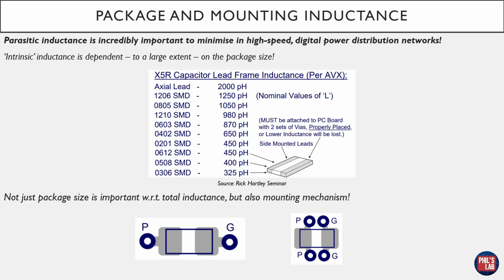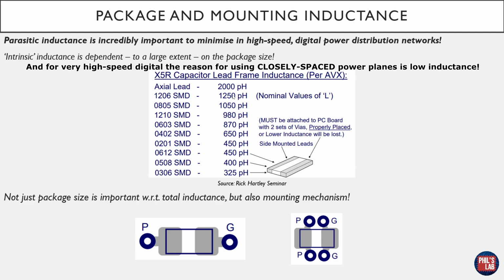The inductance, or this ESL, this intrinsic inductance, is dependent to a large extent on the package size, as we can see here. I took this from a Rick Hartley seminar. For a typical AVX X5R capacitor, just a basic example, we can see that decreasing the package size typically decreases the inductance seen at the terminals. So for example, for 0402 SMD, we get about 650 picohenries, and going up to a 1206 part, we get 1250 picohenries. That's why in high-speed digital designs, it's more important that you choose physically smaller capacitors rather than the actual value of capacitance itself.